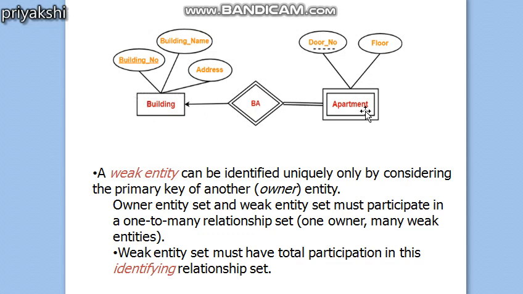So a weak entity is always identified with the help of the owner entity with its key attribute. This apartment can be identified with the building number and the door number, and it has total participation in the identifying relationship. So why is it called an identifying relationship? Because the identifying relationship relates a weak entity to its owner entity. So it is known as the identifying relationship.